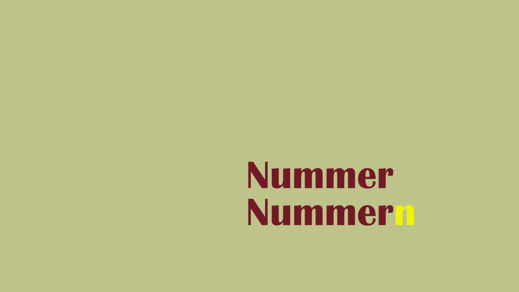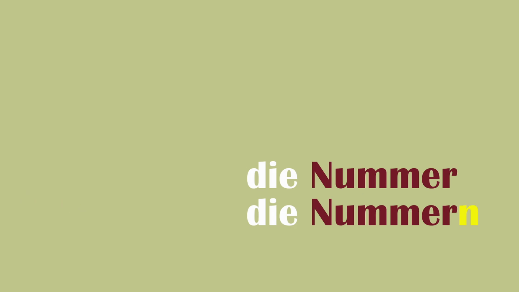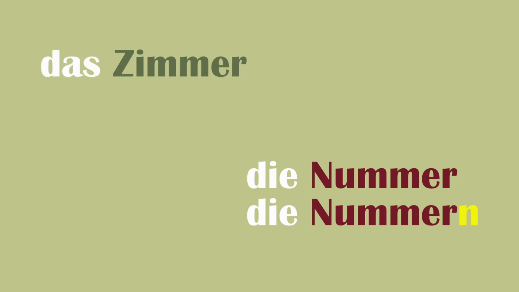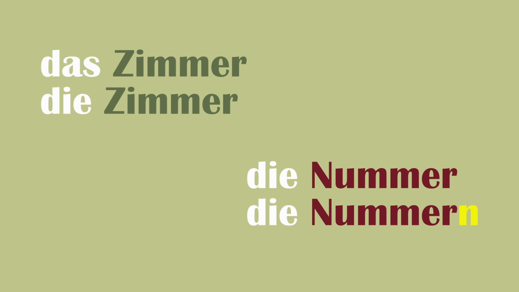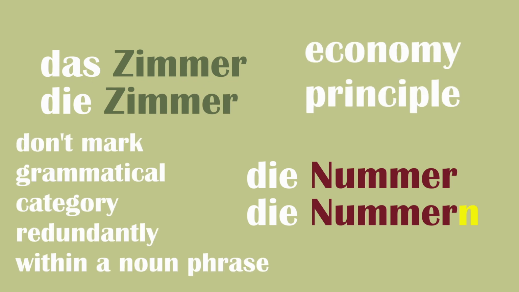This is because the definite article for feminine nouns is the same in singular and plural. So to avoid ambiguity within the language, we change the plural form of the noun. Die Nummer thus becomes die Nummern. Notice how the article didn't change? For masculine and neuter nouns, however, we already have a singular plural distinction in the 2 definite articles. Das Zimmer becomes die Zimmer, and according to the economy principle, we don't need to mark grammatical categories redundantly within a noun phrase. Okay, I think this is enough talking about German plural nouns for today.